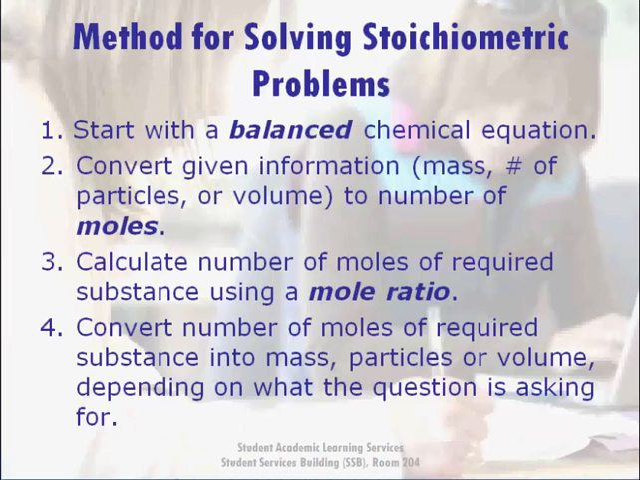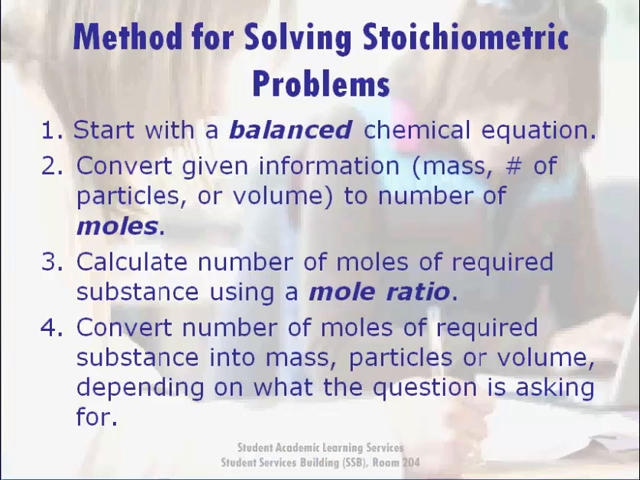Now that we have reviewed the background information necessary for stoichiometric problem solving, I'm going to introduce a method to you. Having a step-by-step approach should make it easier to attempt a stoichiometric problem, regardless of the level of complexity. So the steps are: number 1, start with a balanced chemical equation. I can't stress enough how important this step is.